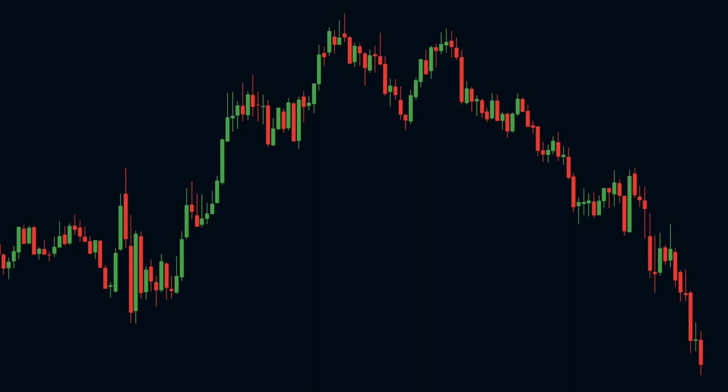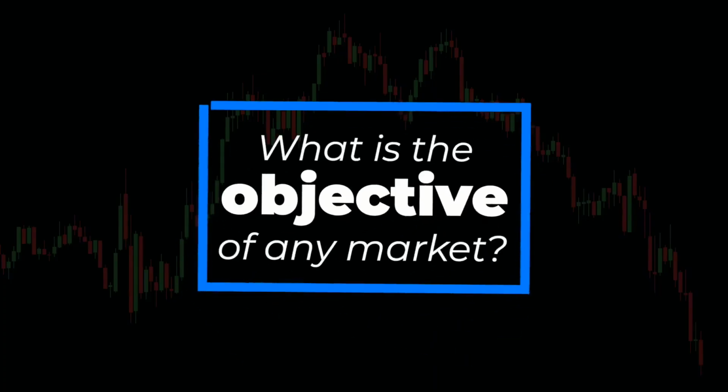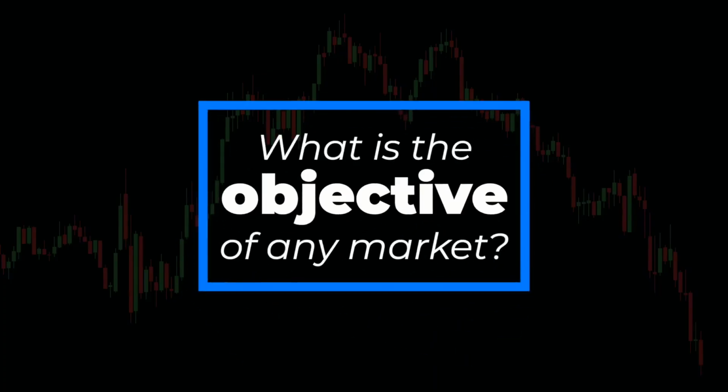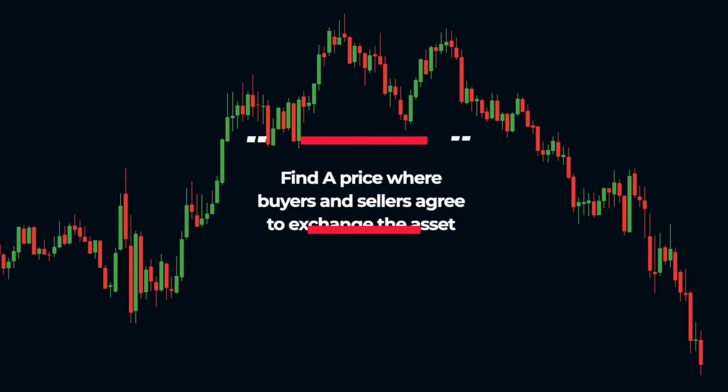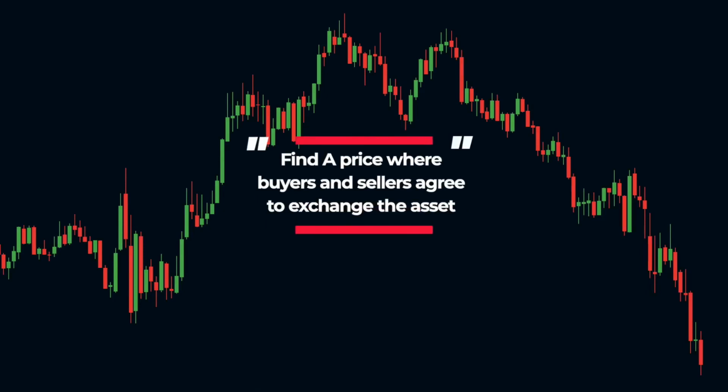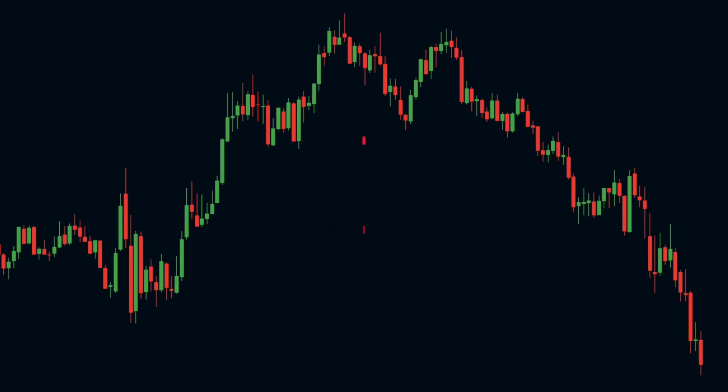perceive the market movements. So my question to you is, what is the objective of any market? The objective of any market is to facilitate trade. The goal of the markets is to find a price where buyers and sellers agree to exchange the asset. Let's understand how the markets move with an example.